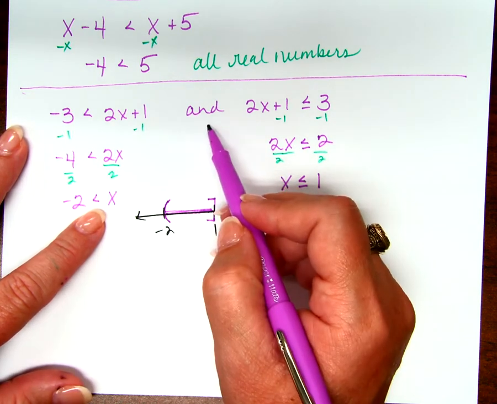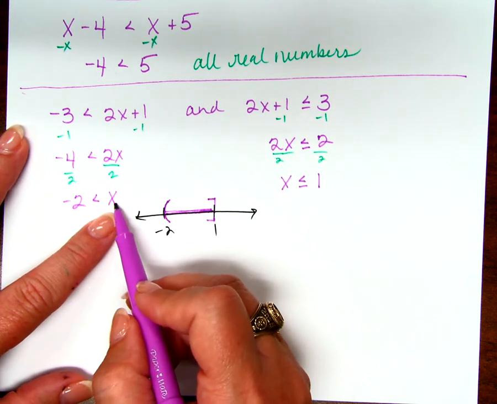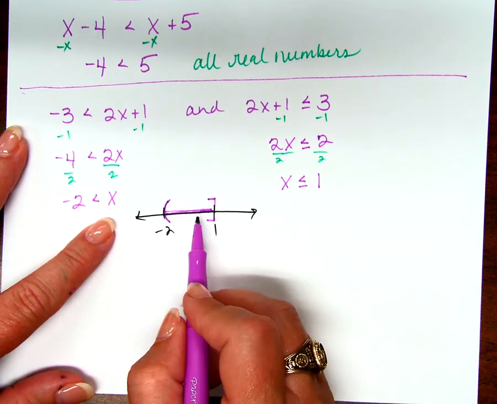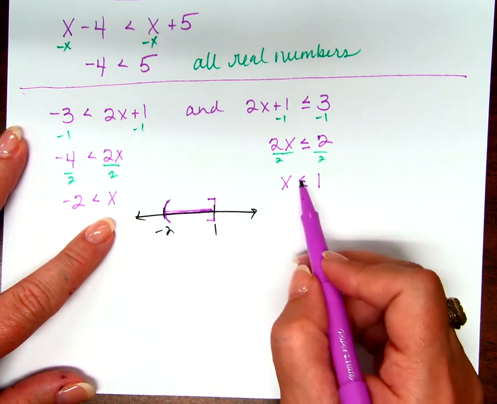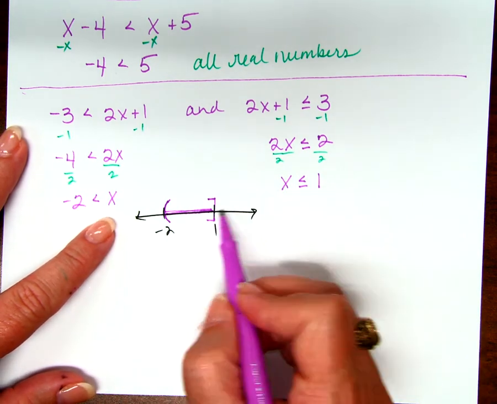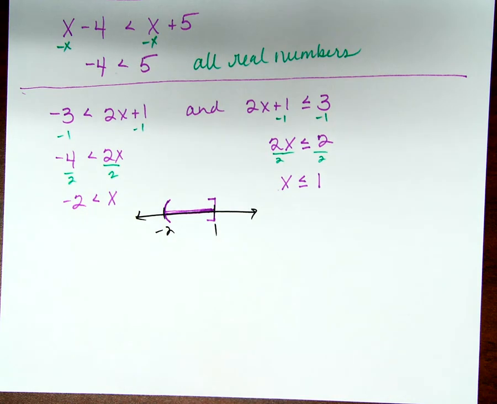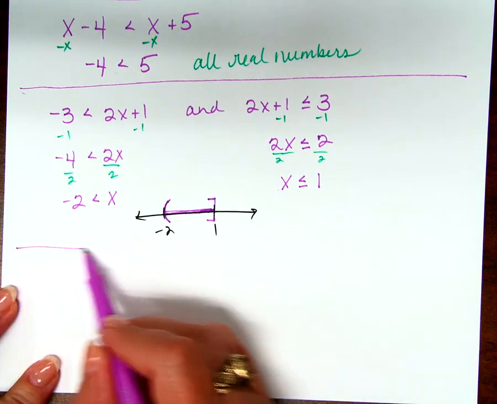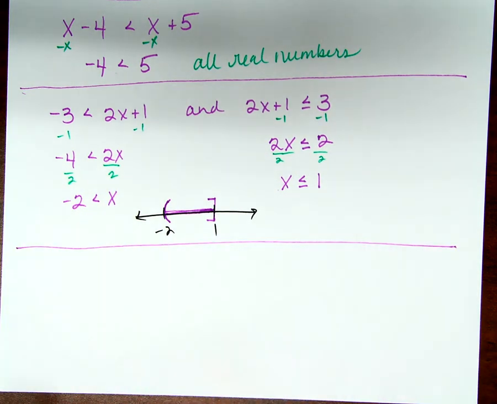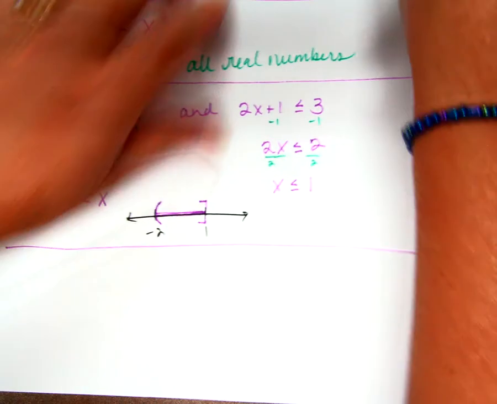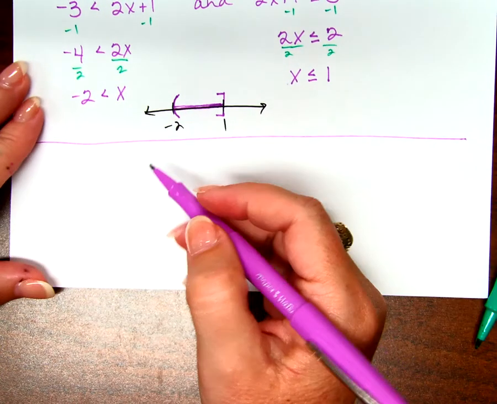But if I didn't remember that, think about it this way. x is greater than negative 2, I'd shade to the right. x is less than or equal to 1, I'd shade to the left. Isn't that in between the two? Yeah. You okay with that? Then there's ones that look like this.